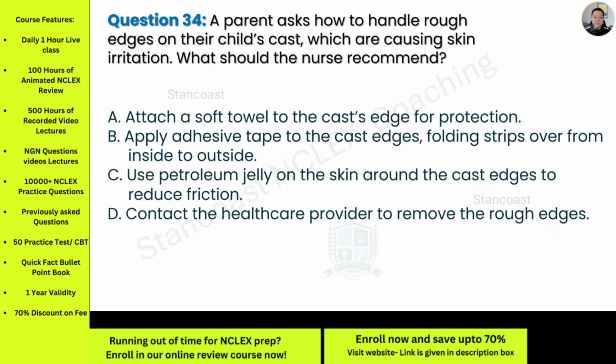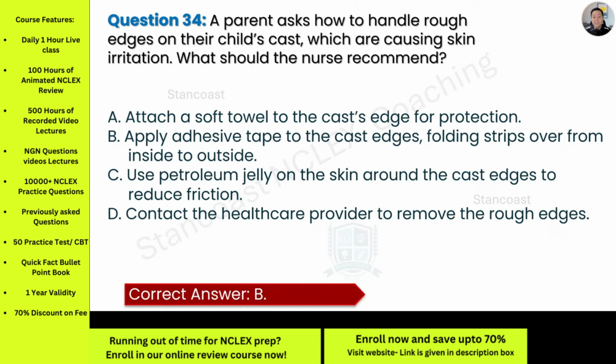Your answer should be letter B. This is what we call petaling the cast edges with the use of the adhesive tape, which will provide an effective solution to the rough edges. It will protect the skin without compromising the cast's integrity. Now, letter A is an incorrect option because this can cause uneven pressure and may not provide adequate protection.